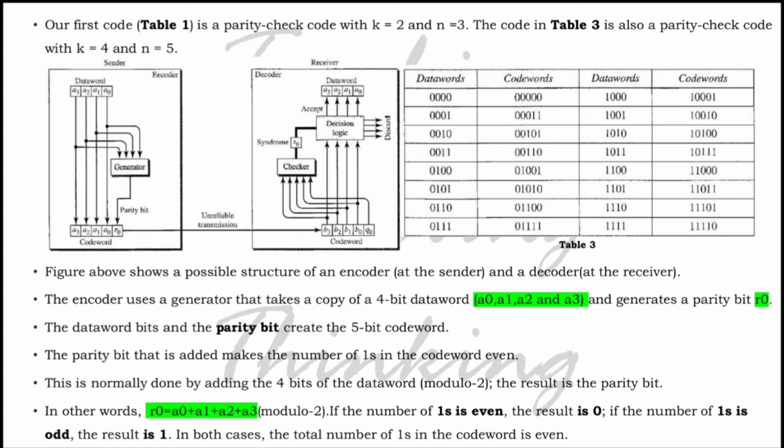So the parity bit R0 is computed from the data word, that means A3, A2, A1, A0. We are XORing here, that means modulo 2 addition is happening. If the number of ones is even, the result is 0. If the number of ones is odd, the result is 1. In both cases, the total number of ones in the code word is even.